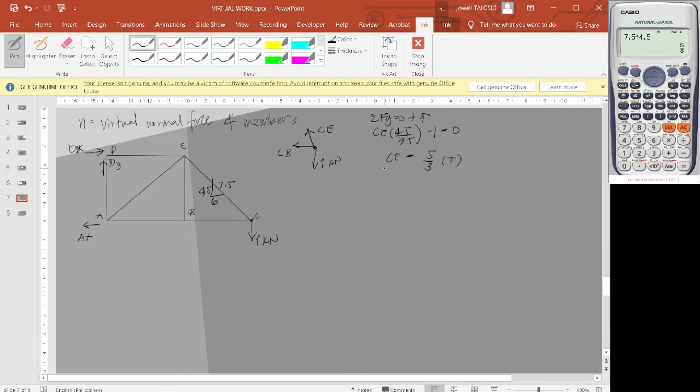Okay? So next, CB. So for CB, as you can see, CB is negative, okay? Compression yan. So negative 5/3, sana natin nakuha yung 5/3. This is CE, no? Para kunin natin yung horizontal component ng CE, times natin ng 6/7.5. Okay? So, CB natin ngayon is negative, meaning compression. That is 5/3 times 6/7.5, so that is 4/3 negative.